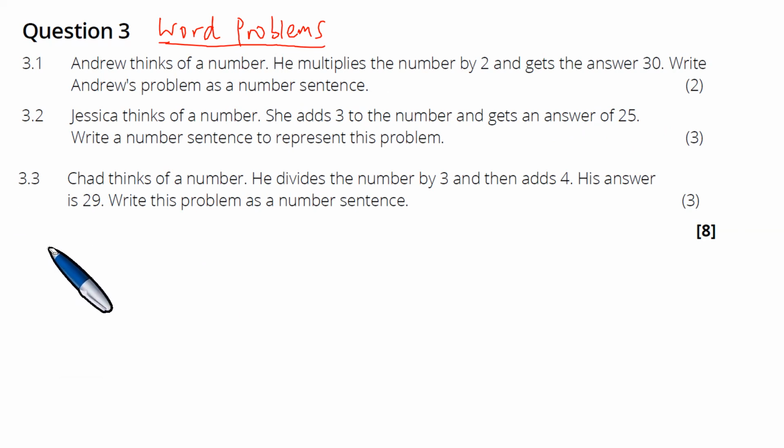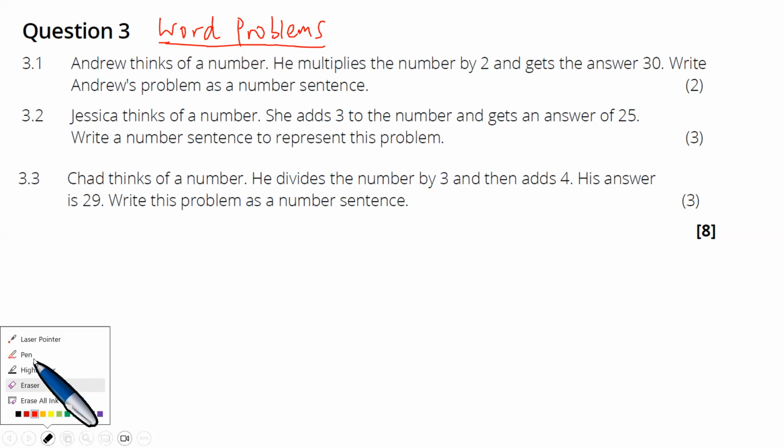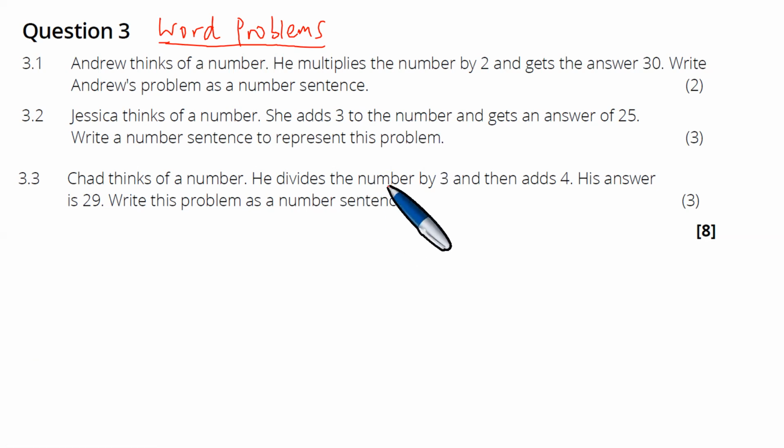Right. Andrew thinks of a number. He multiplies the number by 2 and gets the answer 30. Write Andrew's problem as a number sentence. Andrew thinks of a number. He multiplies the number by what? By 2. Okay, so Andrew thinks of a number. He multiplies the number by 2, and then he gets the answer 30. Write Andrew's problem as a number sentence.